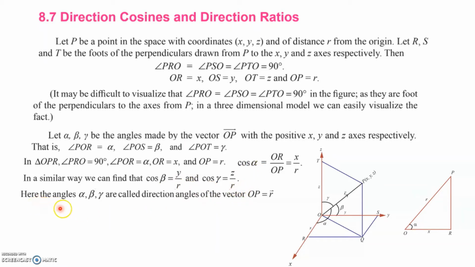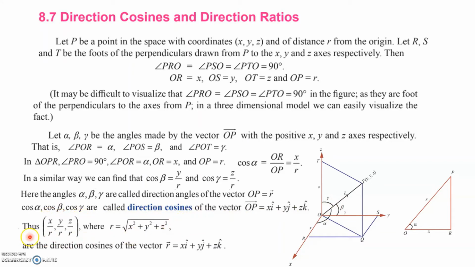Here the angles alpha, beta, and gamma are called the direction angles of the vector OP. And cos alpha, cos beta, and cos gamma are called the direction cosines of the vector OP. Therefore, we already found the direction cosines to be x by r, y by r, and z by r.